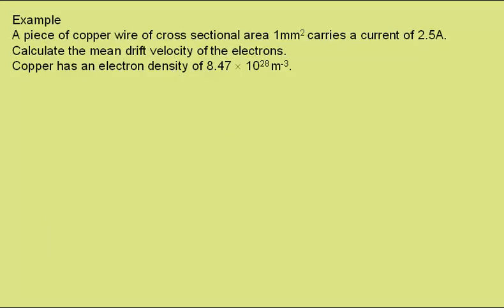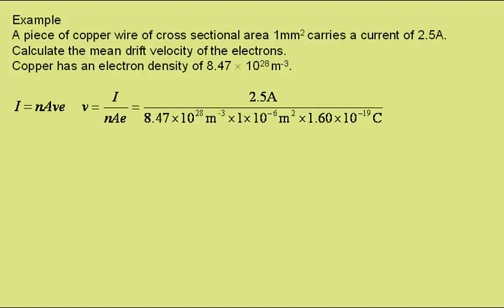Let's look at an example. A piece of copper wire of cross-sectional area 1 square millimeter carries a current of 2.5 amps. Calculate the mean drift velocity of the electrons. And we're told copper has an electron density of 8.47 × 10^28 electrons per cubic meter. Okay, we start with the equation I = nAve. Then we rearrange for v as I over nAe.